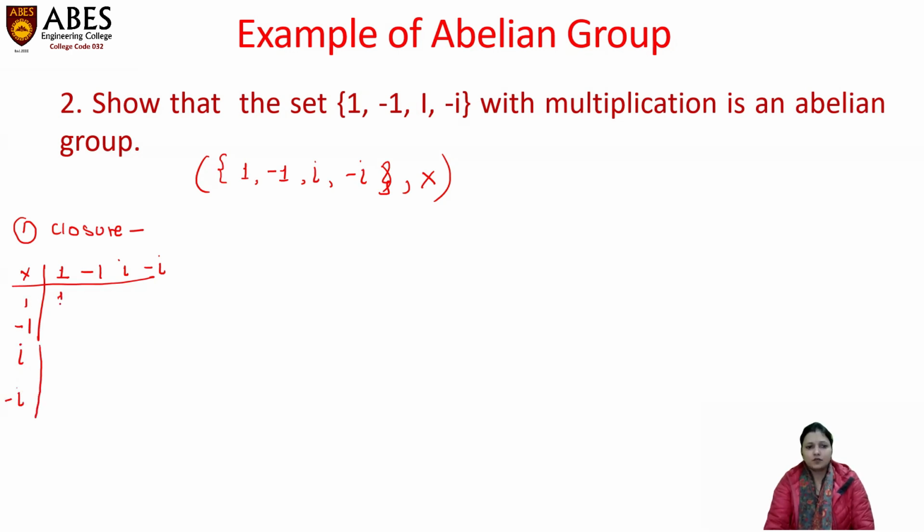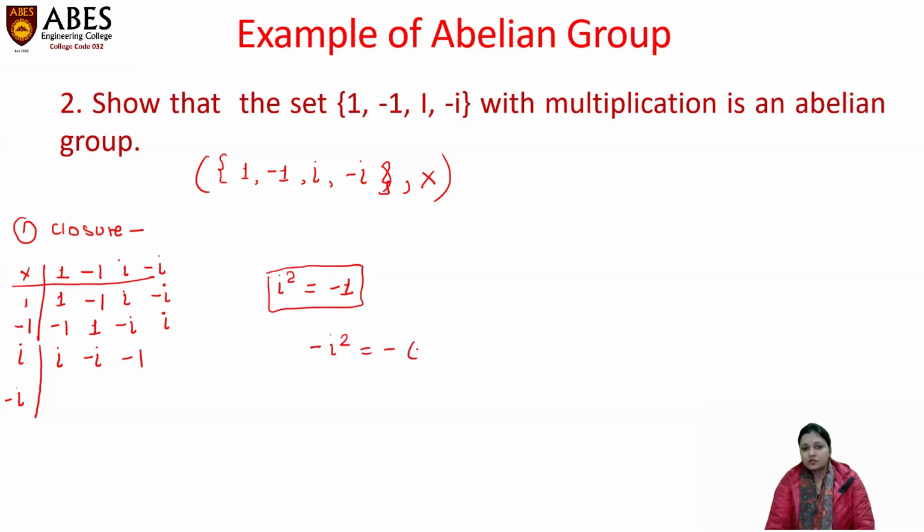So 1 into 1 is 1, 1 into -1 is -1, 1 into I is I, 1 into -I is -I. -1 into 1 is -1, -1 into -1 is 1, -1 into I is -I, -1 into -I is I. I into 1 is I, I into -1 is -I, I into I is I square. I here is a complex number, and we know that the value of I square is always -1. So here it is -1. I into -I is -I square, which gives us 1.